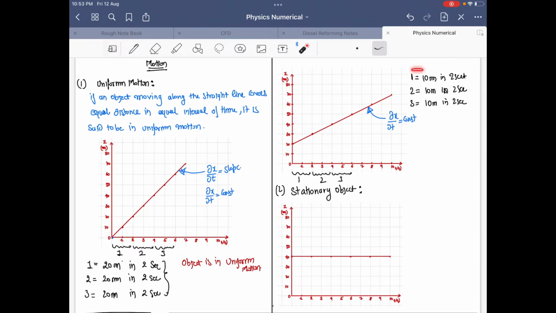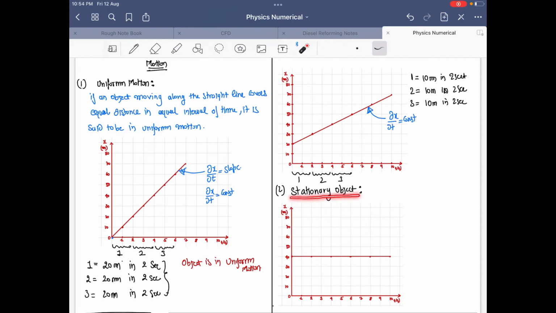In this way, by looking at this you can say the object is in uniform motion, or by looking at the slope of the graph also you can say the motion of the object is uniform motion. Okay, I hope it is clear to you. When we say the object is in uniform motion, the main thing here is it covers equal distance in equal intervals of time, and the graph for such type of motion has a constant slope.